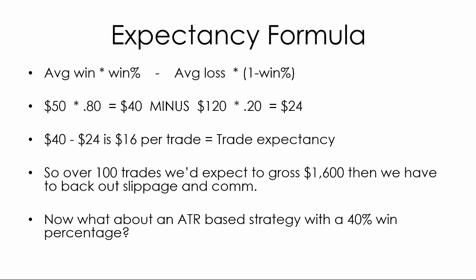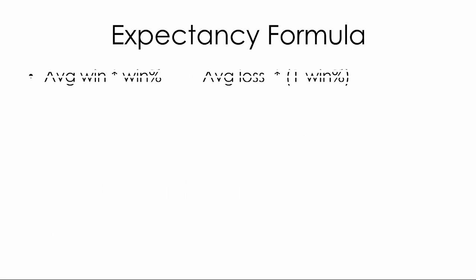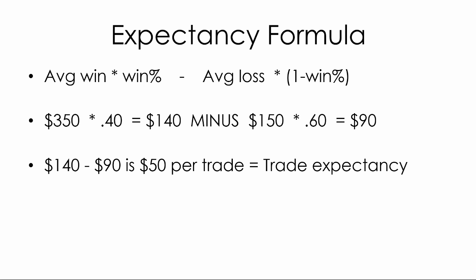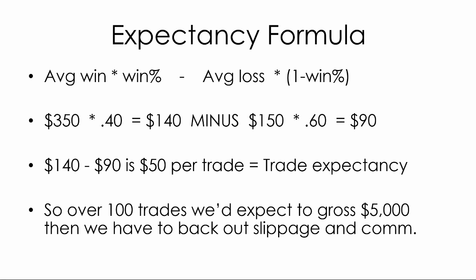All right. Let's take a look at the numbers. Here's our formula, right? So this particular system, when it wins, wins 350. But it only wins 40% of the time. When it loses, it loses 150. But it loses 60% of the time. So let's plug that into our formula and subtract those two numbers. Guys, this gives us a $50 per trade expectancy. So over 100 trades, we expect to gross $5,000 before slippage and commission.